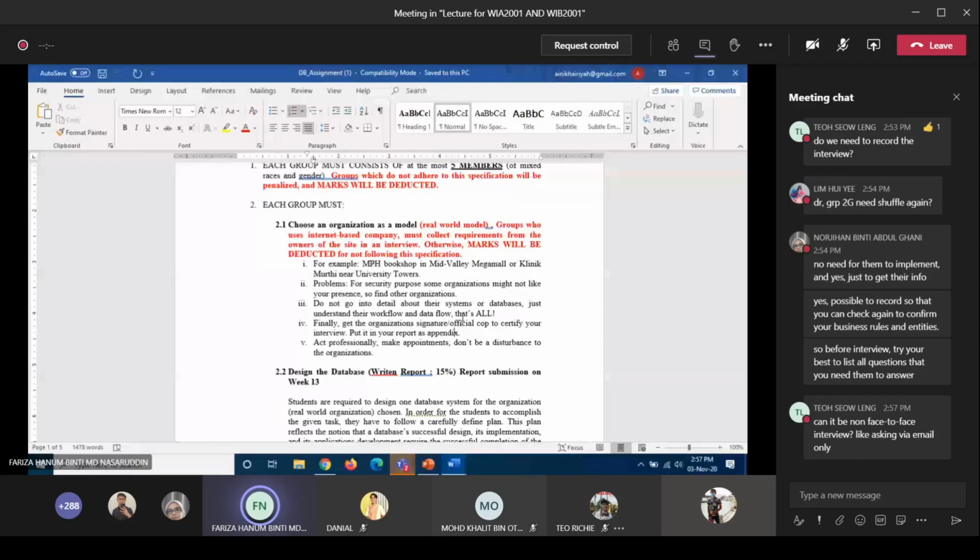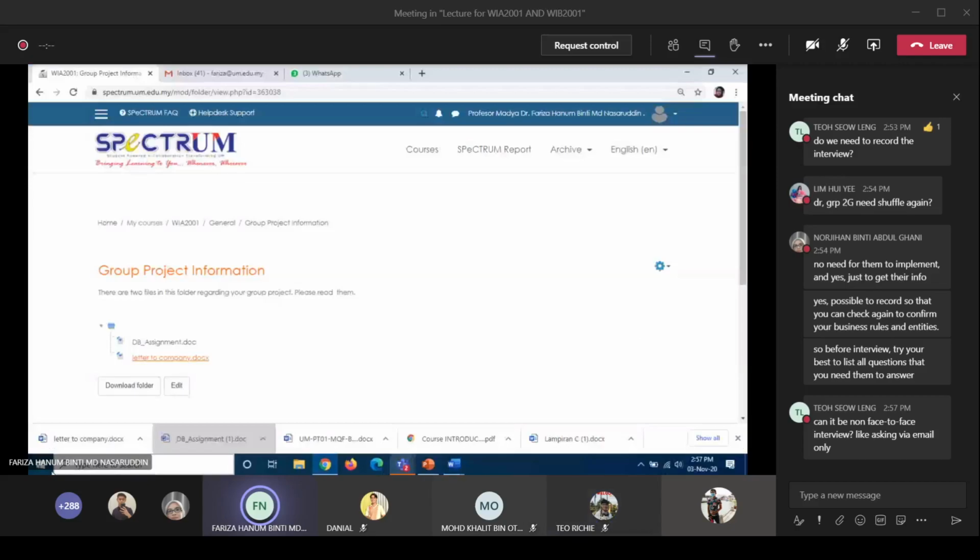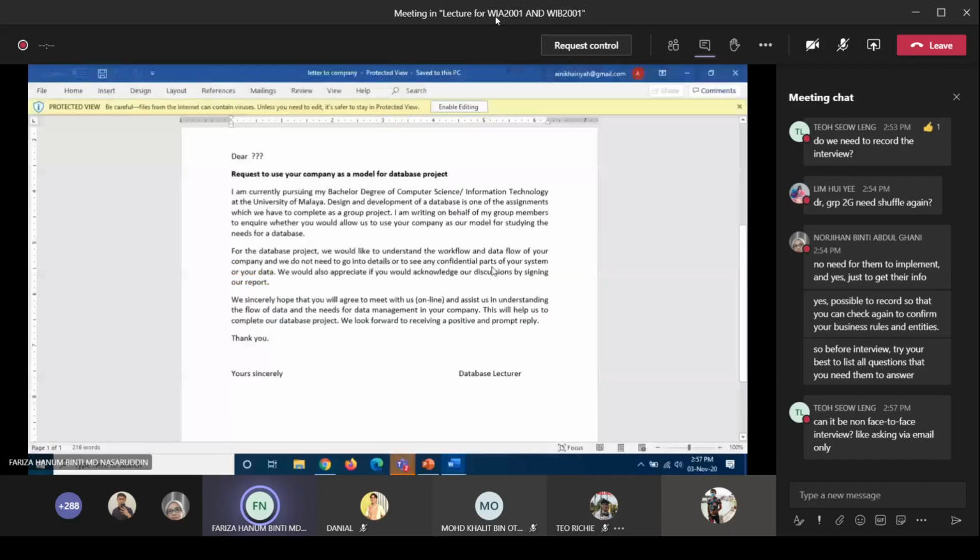So you don't want to look at their data, so you don't have to have a non-disclosure agreement and so on. All right. Understand? Because if you go into non-disclosure agreements, it will take forever. You will never get your work done. So here, we would like to understand the workflow and data flow of your company, and we do not need to go into details or see any confidential parts of your system or your data. Okay?